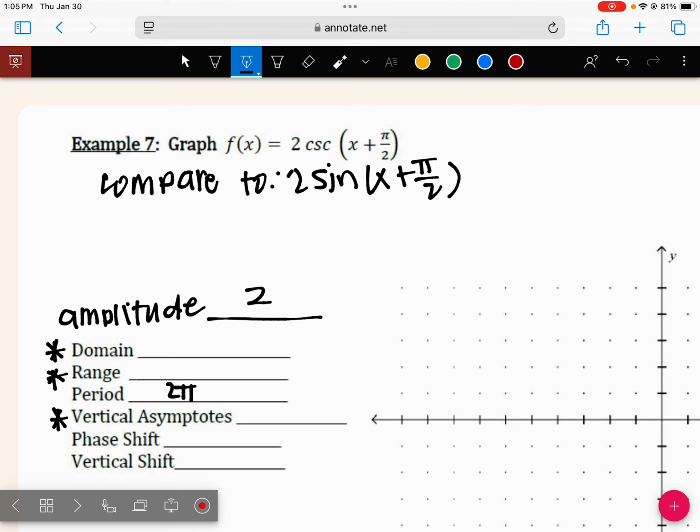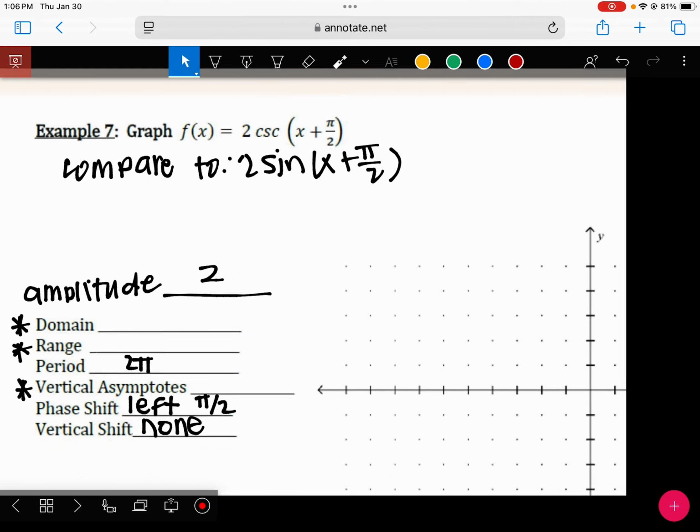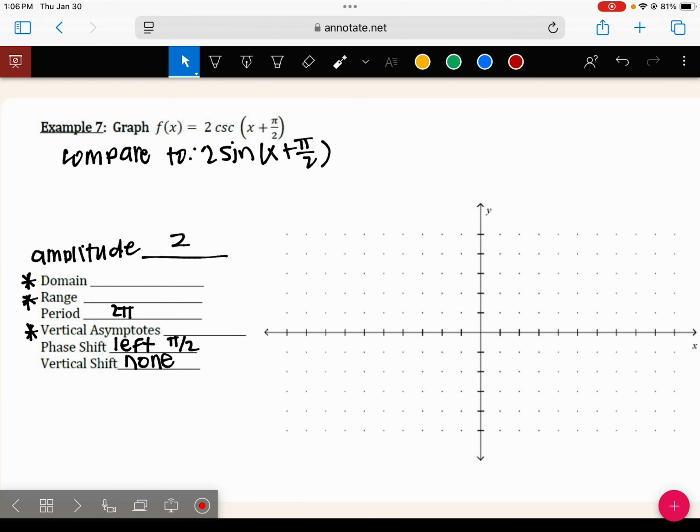Our phase shift, we do have an h value. What is it? Pi halves or negative pi halves? So which direction are we going? We're going left. And do we have a vertical shift? None. Which means that our midline is just going to be our x-axis like we're used to.